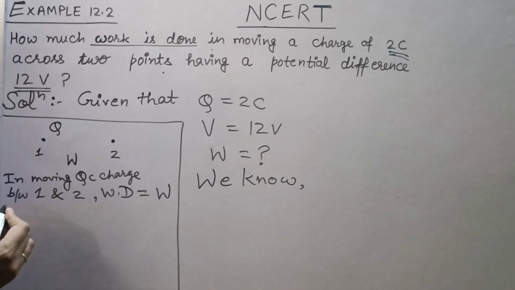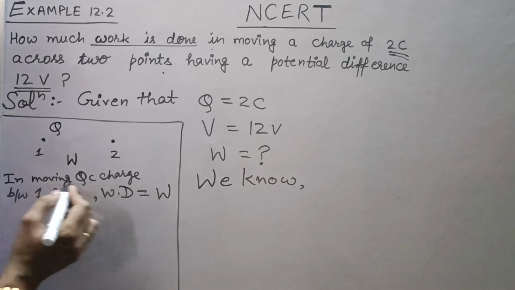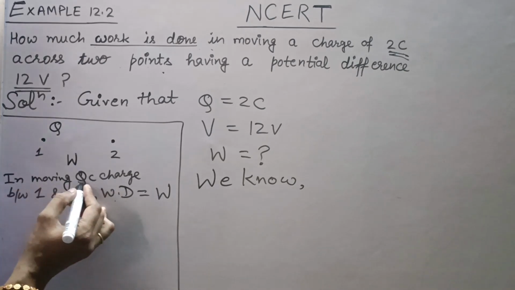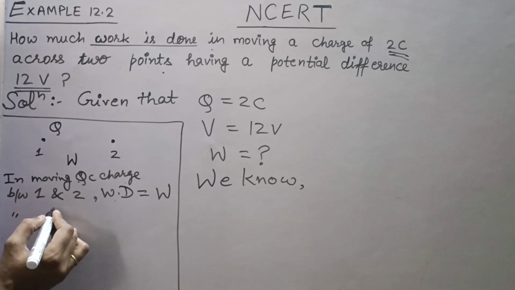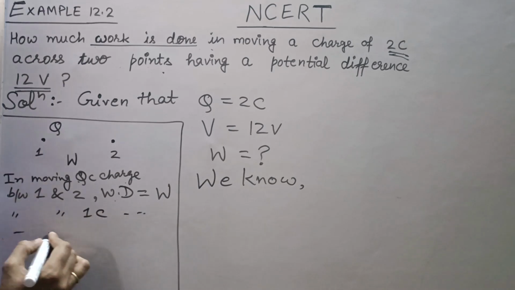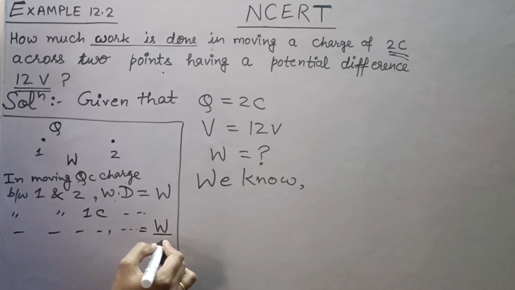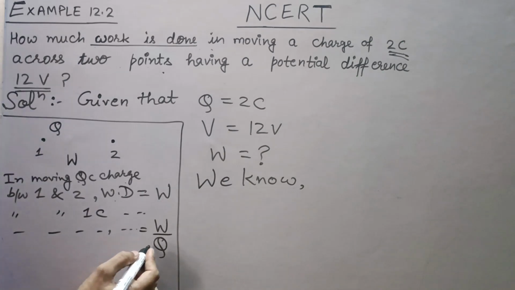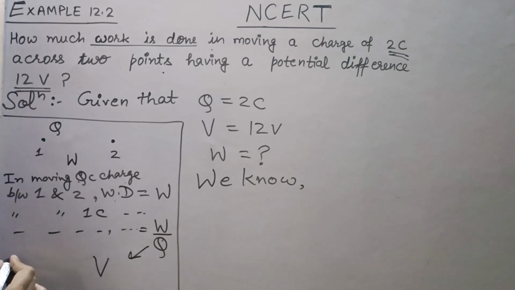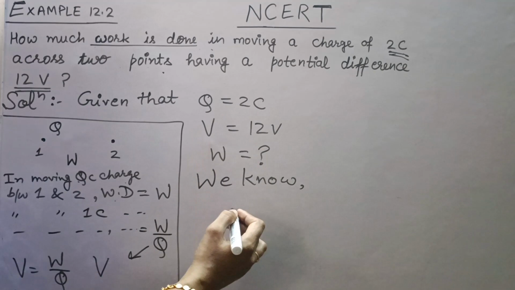Potential difference definition was we have to move unit charge. Unit charge means 1 coulomb charge. So we can always calculate work done in moving unit charge. So when we move 1 coulomb charge in between 1 and 2, then work done will be W upon Q. This is the definition of V. So V will be W upon Q. Okay. We will use this formula in our question.